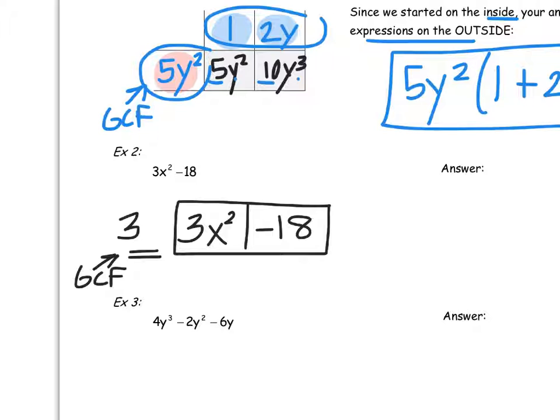Now look at the x's. This term has x squared. This term doesn't have any x's. So that means they don't have any x's in common. So my GCF is just 3 by itself.